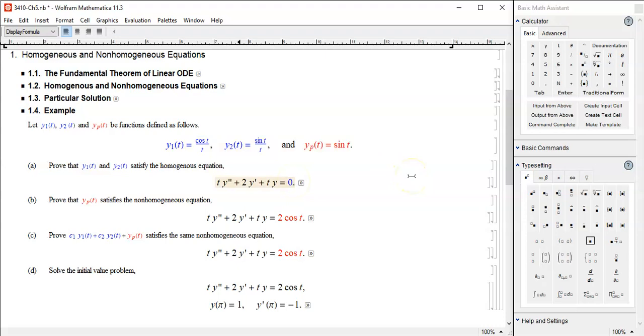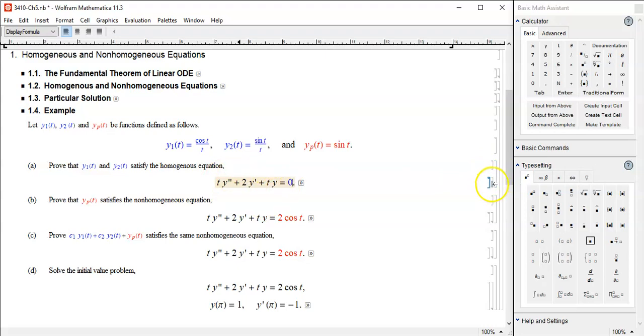How do you prove that? If you had to solve this equation to get cosine of t over t and sine of t over t, it's going to be really hard. But if those are given and you just verify them, that's not too difficult. All you have to do is take the first and second derivatives, plug those in, and see if they turn out to be 0.